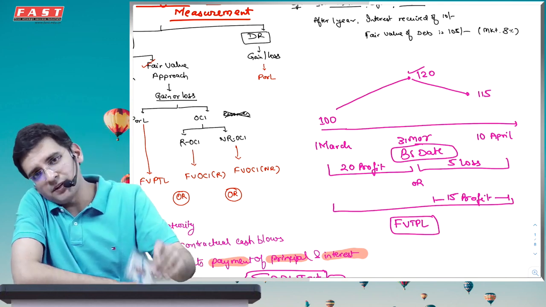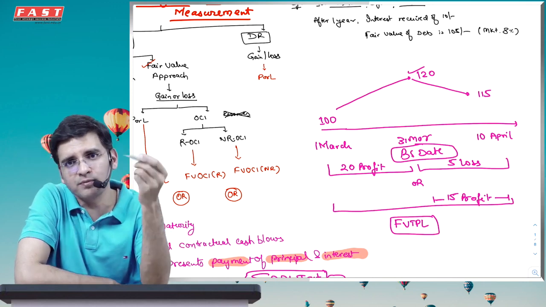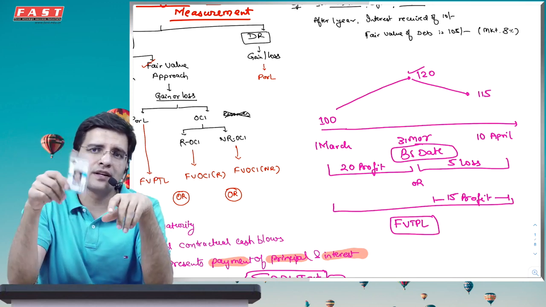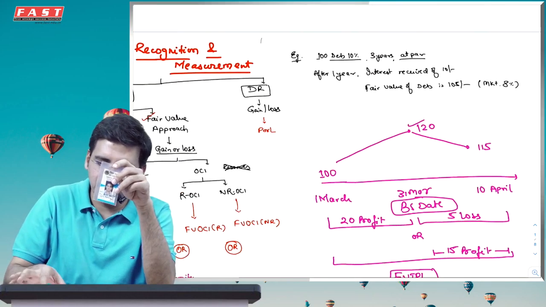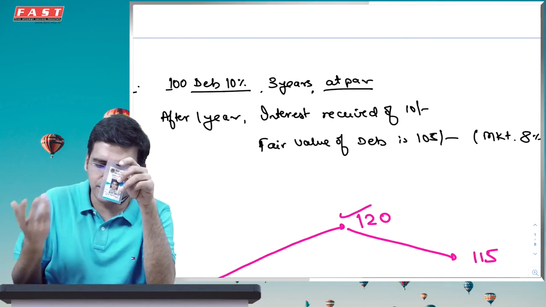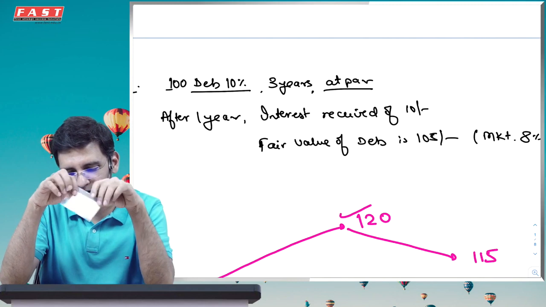However, let's talk about this debenture instrument. This is more interesting because this has more possibilities. So I took a debt instrument, which is basically what, 10% debenture, 3 years at par redeemable, at par issued, and interest of 10% per annum payable every year.